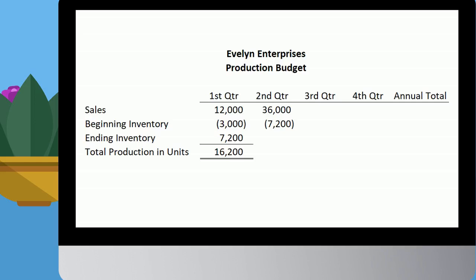However, they do want to have extra left in ending inventory. They want 20% of the next quarter's budgeted sales. The third quarter has budgeted sales of 84,000 units. 20% of that is 16,800 units. We need to add these to our production numbers for the second quarter. Therefore, we have a total production budget of 45,600 units for the second quarter.